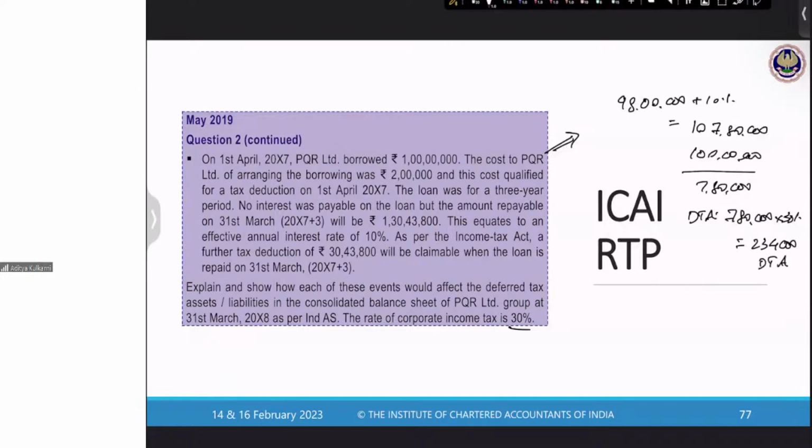2,34,000 DTA. How did I get the carrying amount? See, 1 crore is the loan. To arrange it, you paid 2 lakhs. So 98 lakhs is the net proceeds, which you've studied under Ind AS 32. Plus 10%. So this gives you 1 crore 7 lakh 80,000. For tax purposes, it is 1 crore only. So you are having a deferred tax asset because carrying amount is greater than the tax base.